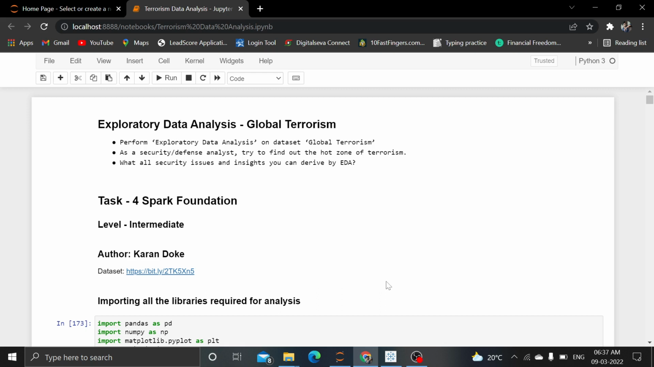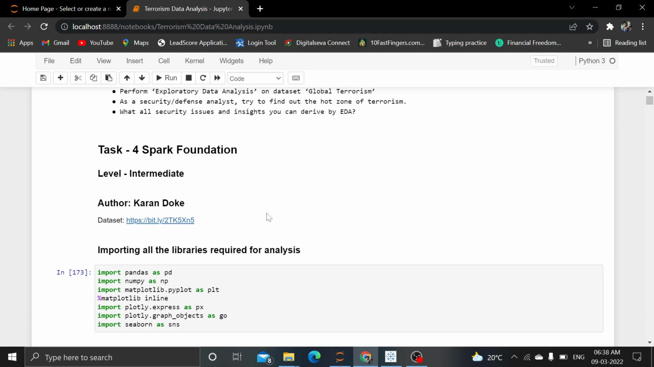So the task which is given is we have global terrorism data on which we have to perform exploratory data analysis. The objective of this task is, as a security or defense analyst, to try to find out the hot zones of terrorism and what security issues and insights you can derive by exploratory data analysis. The level of the task is intermediate, and you can download the dataset using this link.